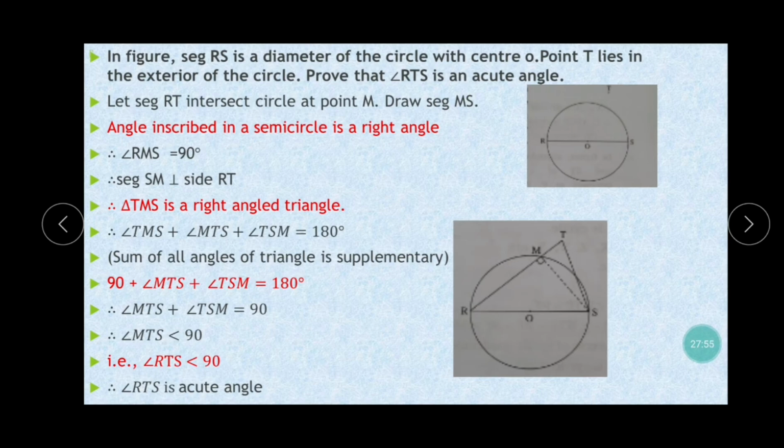Now, MTS is smaller than 90, and in place of M, I can take R, as M lies between R and T. So it can be said RTS is smaller than 90. Here we come to the conclusion that angle RTS is an acute angle. I hope I am clear.